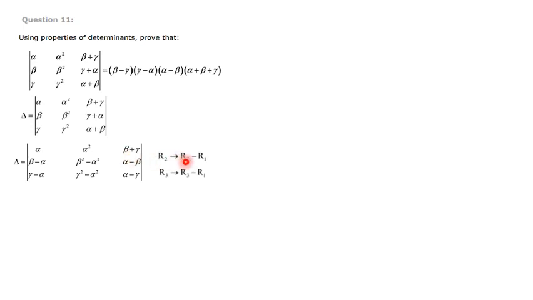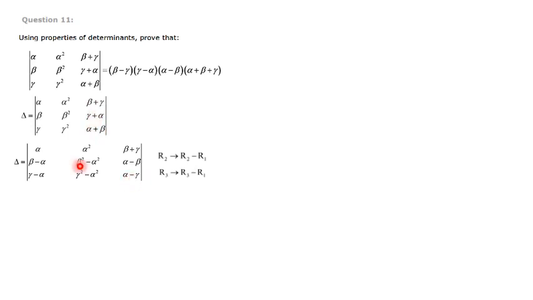Then R2 changes to R2 minus R1. R2 minus R1 is beta minus alpha, beta square minus alpha square, gamma plus alpha minus beta minus gamma. So plus gamma minus gamma cancelled. You will get alpha minus beta, that is written. Next R3 changes to R3 minus R1, that is gamma minus alpha, that is written, gamma square minus alpha square, then alpha plus beta minus gamma. So beta minus beta cancel, so alpha minus gamma will come.